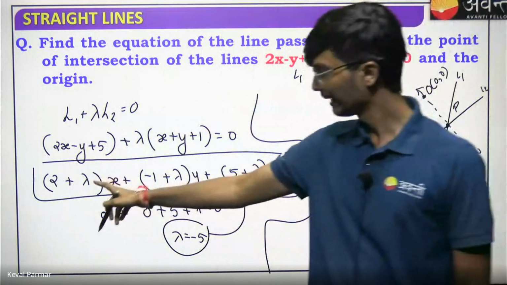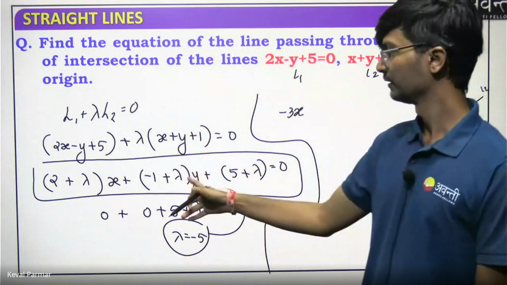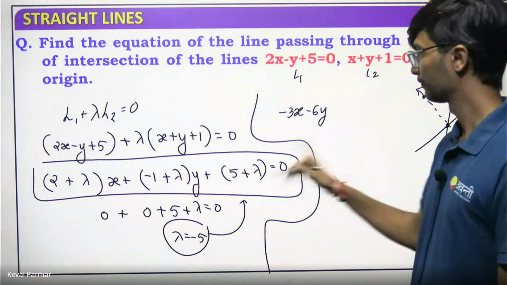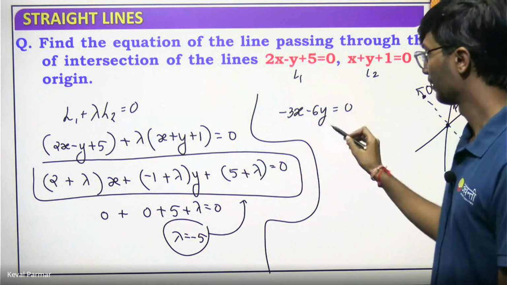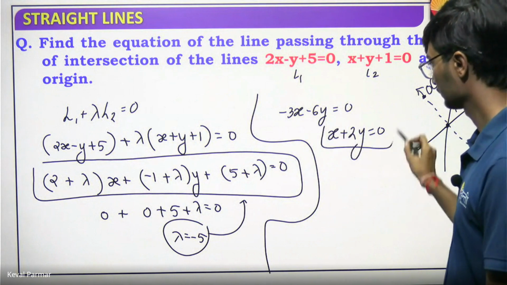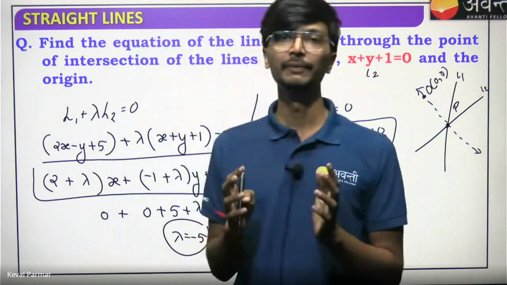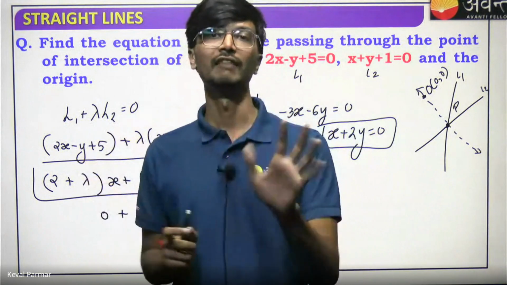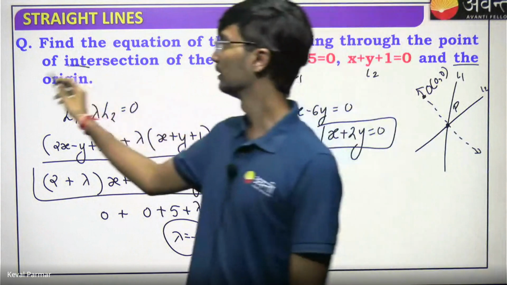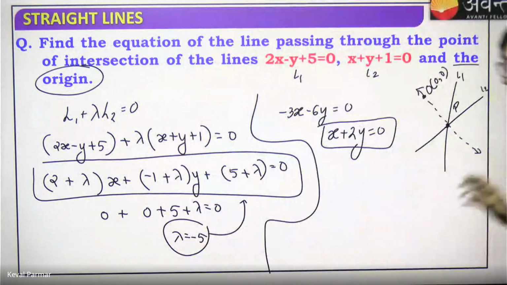Lambda is minus 5, so minus 5 plus 2. So I'll get minus 3x, minus 5 minus 1, minus 6y, minus 5 plus 5, 0 equals 0. I can divide by minus 3. So x plus 2y will be equal to 0. This is my answer. Got it?